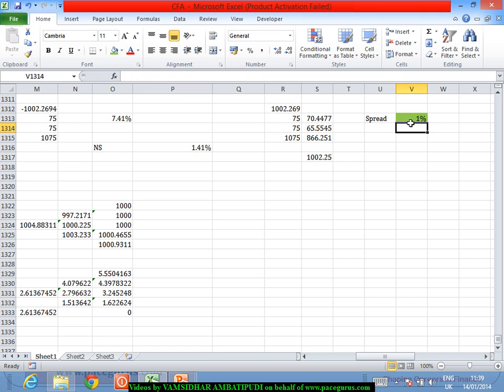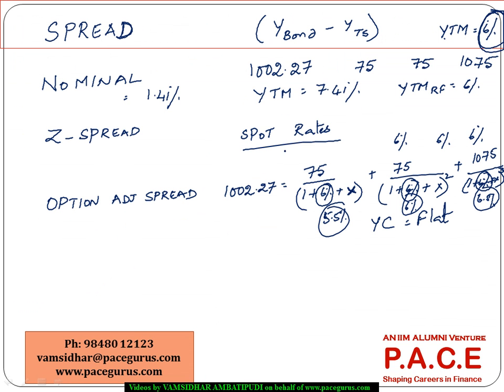0.962%. Yeah, 1002.25, something like this, wherein the market price is matching up with this calculated price. So I say the spread in this case is 0.962%. Whatever the spread is, I am adding it to each of the spot rates to arrive at the bond price. This is what we are calling a zero volatility spread.